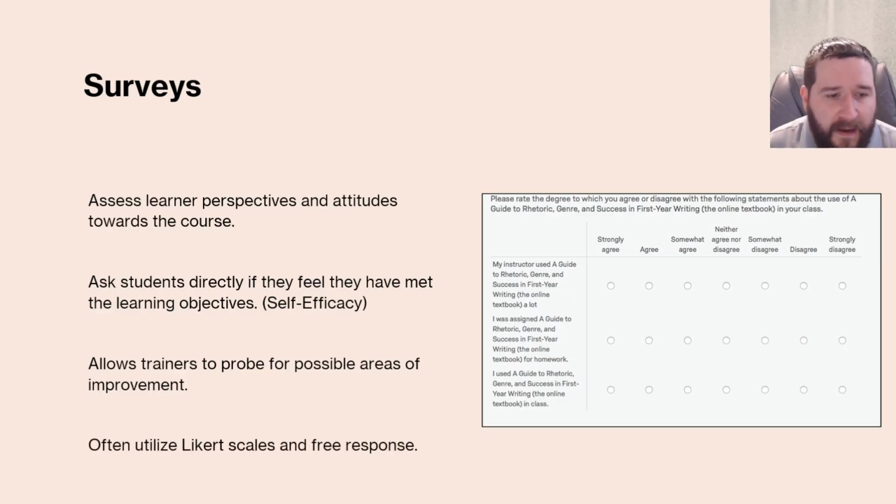And then finally, surveys often use Likert scales, right? That 1 through 5 scale: agree, somewhat agree, and so on. Or free response is also common when you want to ask students about specific areas or have them submit possible areas of improvement that we can look for. Okay, so surveys, I think another strong option for summative assessment.